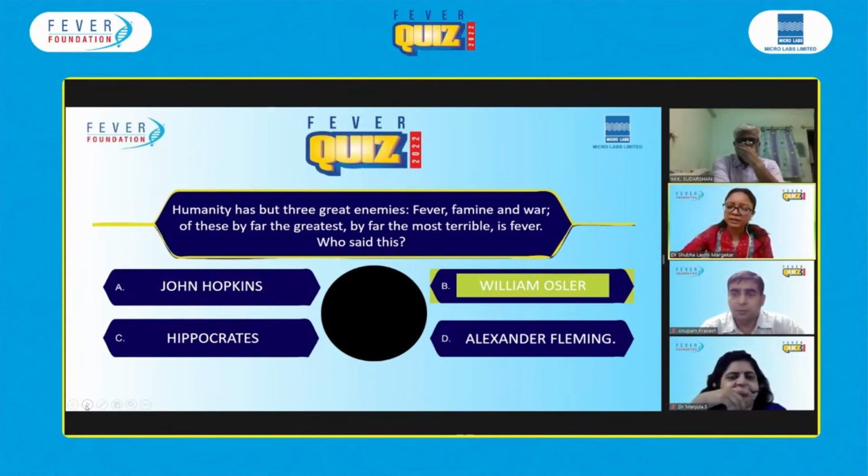He was there in the hospital that William Osler funded, and he was a Quaker entrepreneur, and in the University of Maryland. Hippocrates, we all know, has given the Hippocratic oath, and he is known for that. Alexander Fleming is known for the discovery of penicillin, the group of drugs which we are using now also. So, Computer Ji, can we have the percentage of students who have given the correct answer?